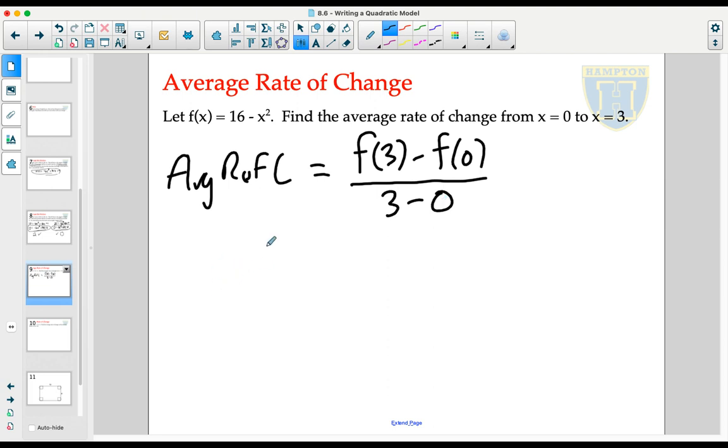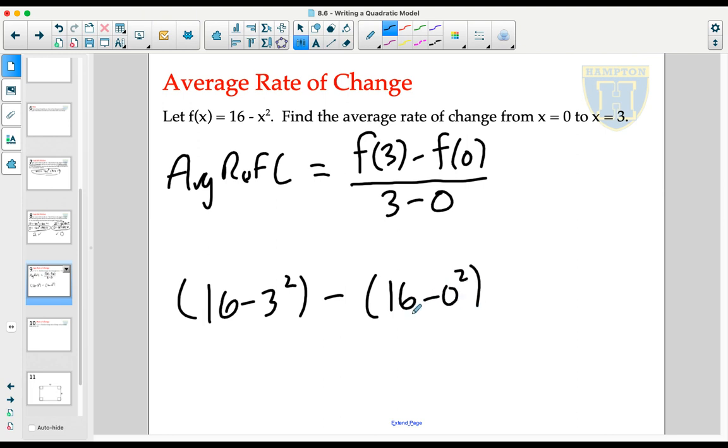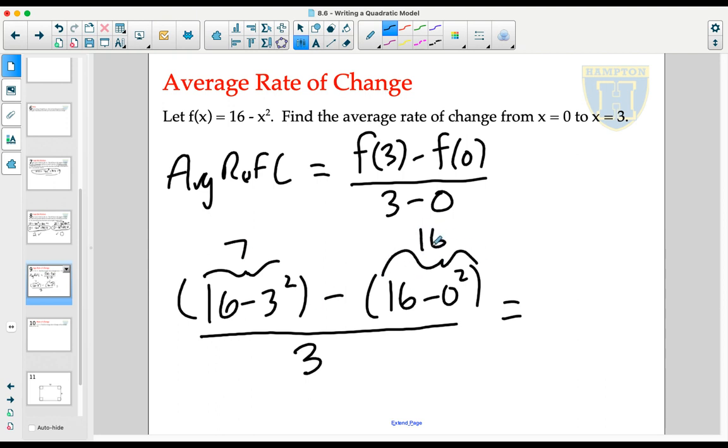So we evaluate f at 3. So we have 16 minus 3 squared. Then we evaluate f at 0, which is 16 minus 0 squared. All of that over 3. This is 7. This is 16. 7 minus 16 is negative 9 over 3. And our value of the average rate of change is negative 3.